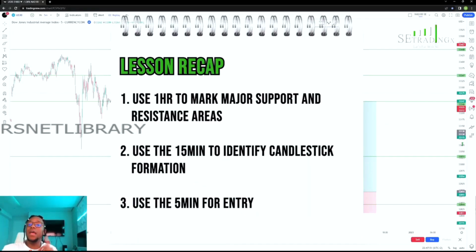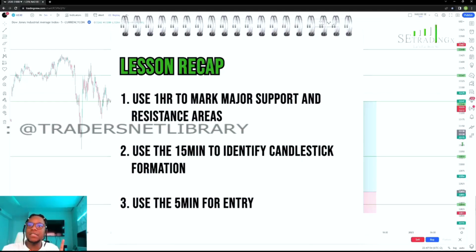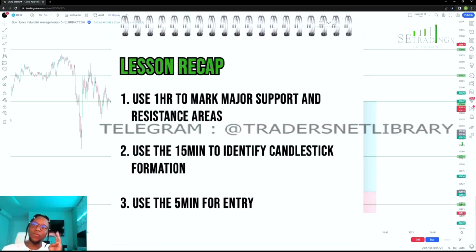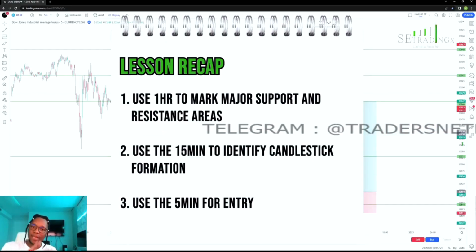To remind you, on the H1, we mark up our support and resistance. We check what's happening on the M15, see what the candlesticks are telling us, and then we look for entries on the M5. Plain and simple.